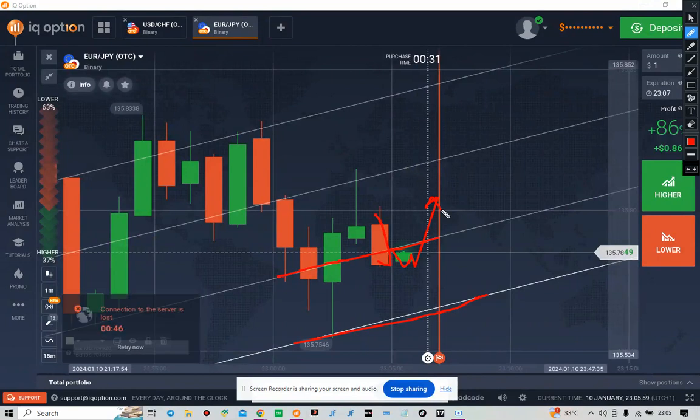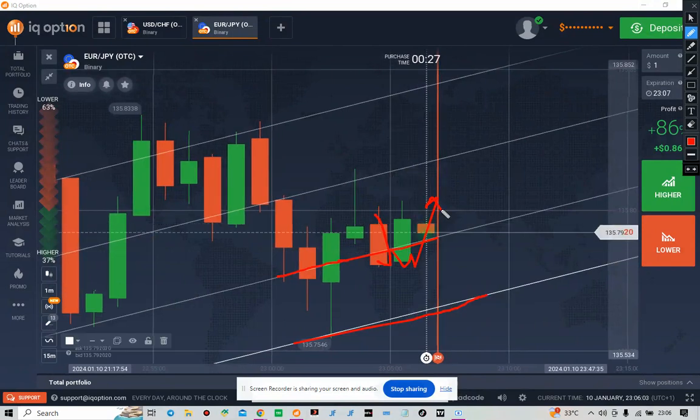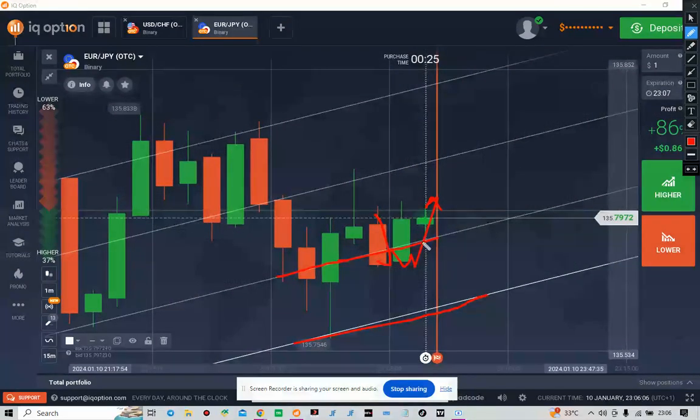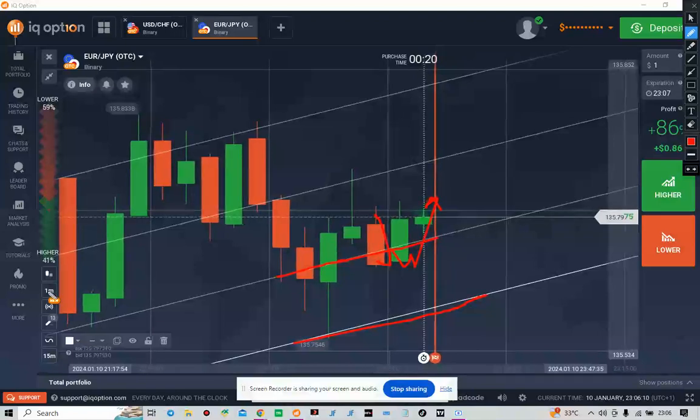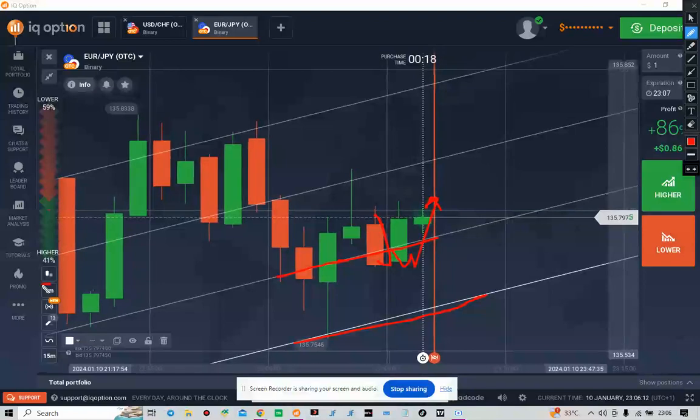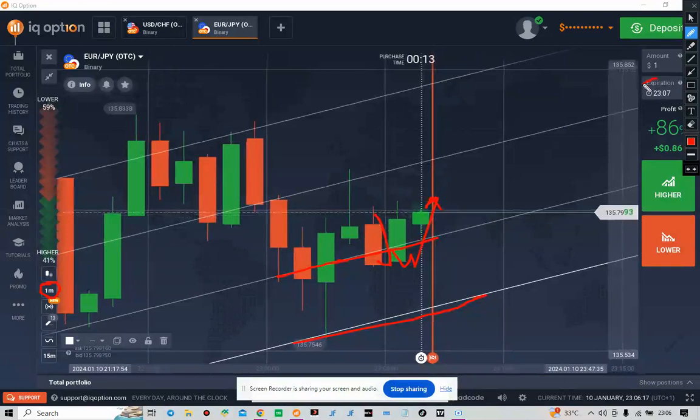Tomorrow I'm going to show you how to trade 1 minute expiry time with 5 minute candle, and 5 minute expiry time with 1 minute candle. I'm going to show you tomorrow how to trade 1 minute candle and choose 5 minute expiry time.